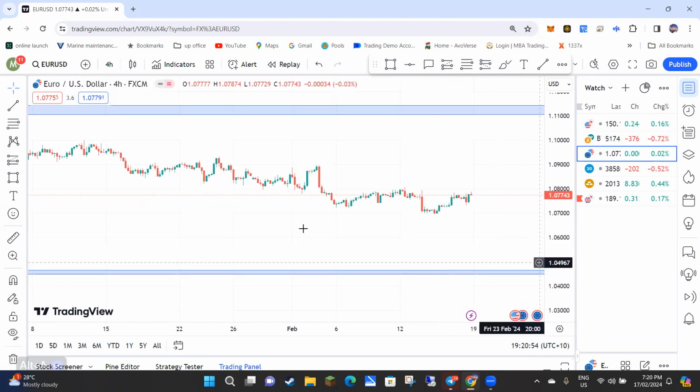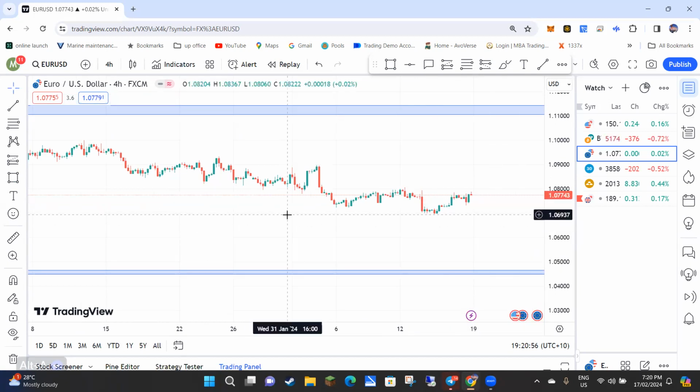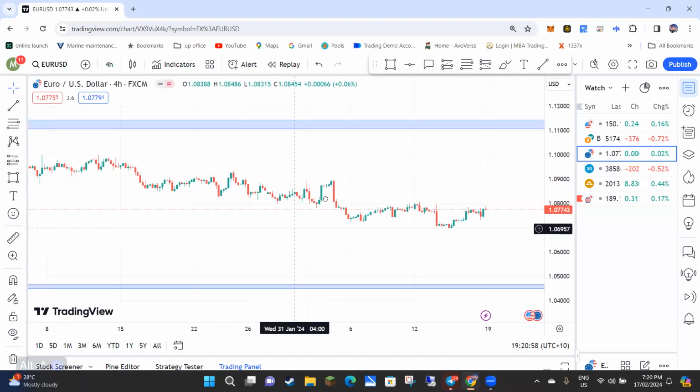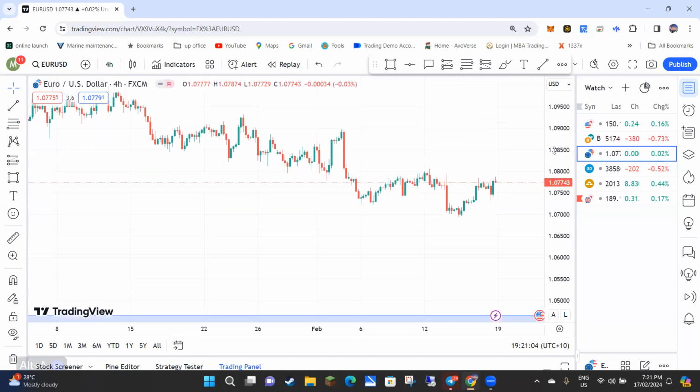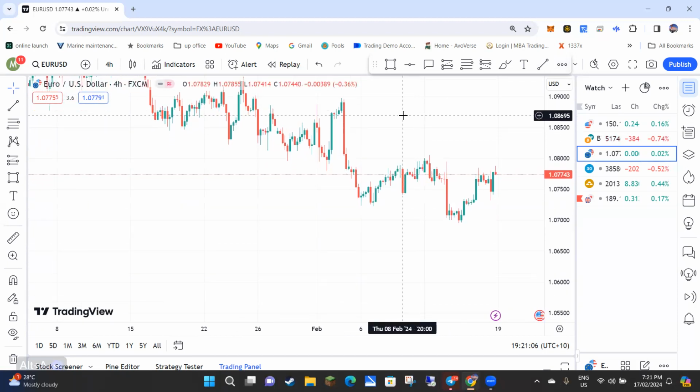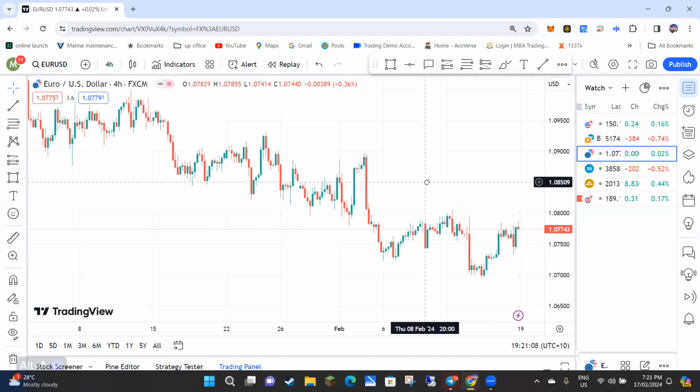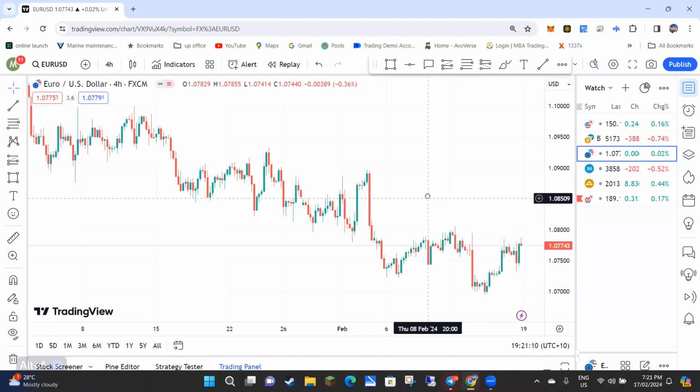And with TradingView, if you just double click, you can drag the chart around wherever you want it. And over here on the scale, if you double click and drag it up, you can expand it out that way. So you can get a bit better of a look.